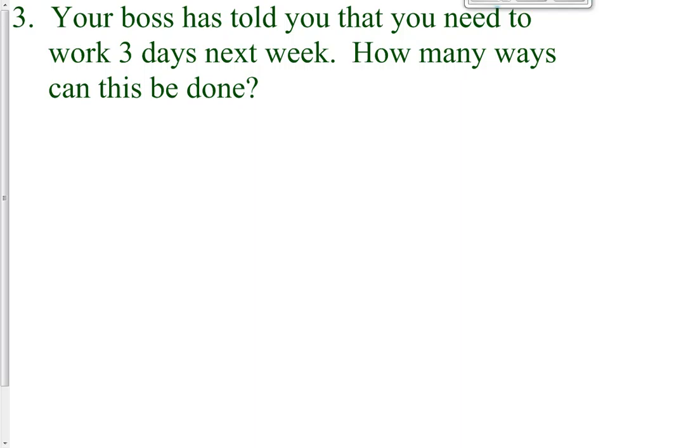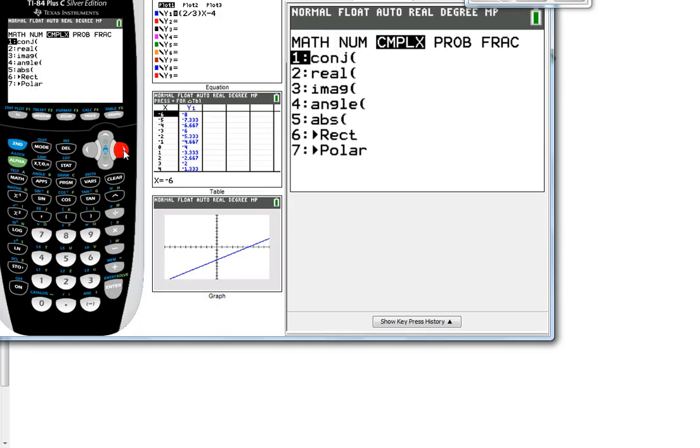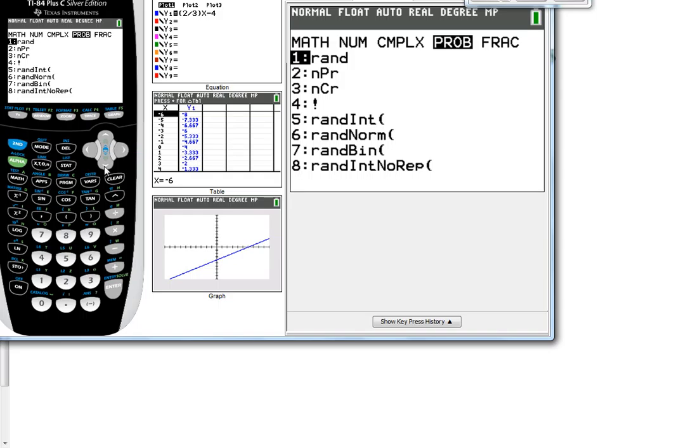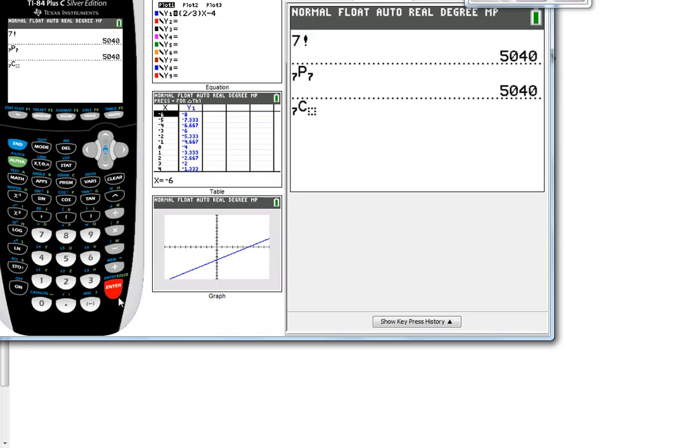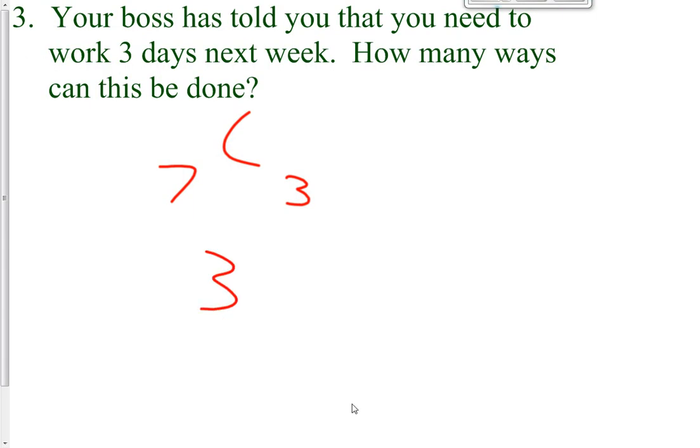If it's a combination, there's 7 days in a week, and you are choosing 3 of those days. So it's 7 combination 3. Just so you can see it one more time in the calculator, you go 7, and then you press math. You go over to probability. You go down to number 3 this time, because that's the combination. So nCr, there we are, 7C, and then you're choosing 3. There are 35 different ways that you can do this. The answer is 35.